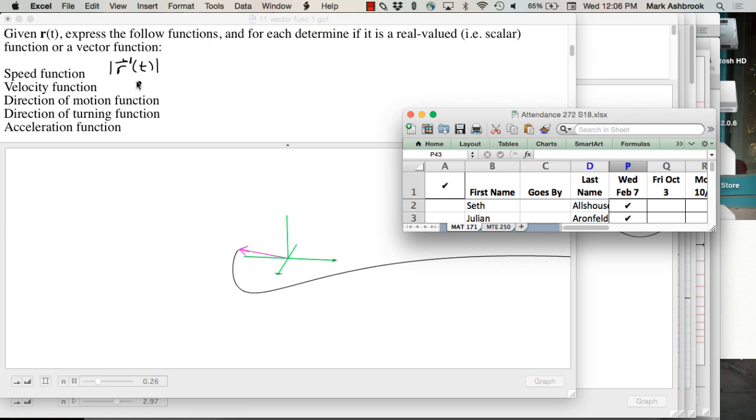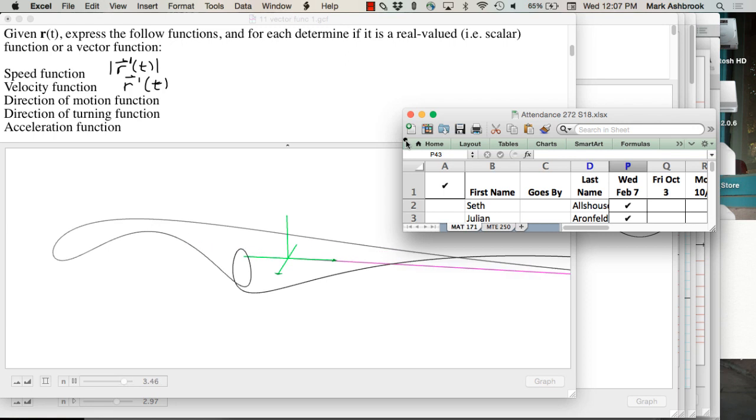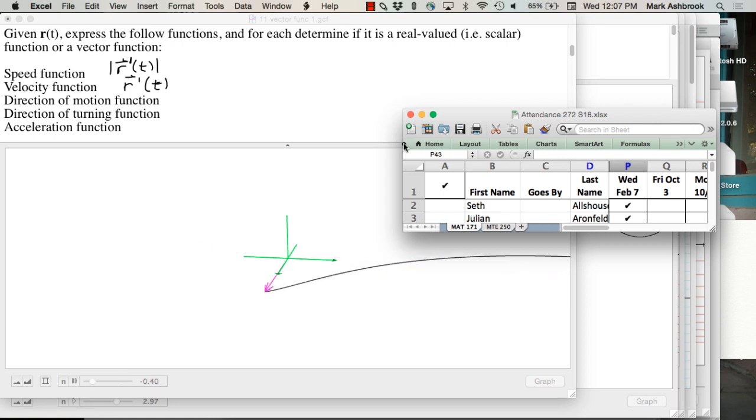Ryan, did you get that? R prime of t. And is that a real valued or vector function? Vector. Right, for every t, you get a vector. And that vector has what? Magnitude and direction. Okay, direction of motion function. What do you think that is? Sarah?